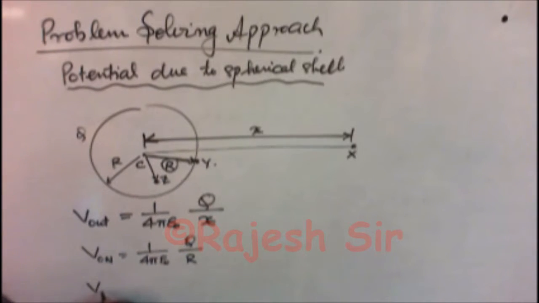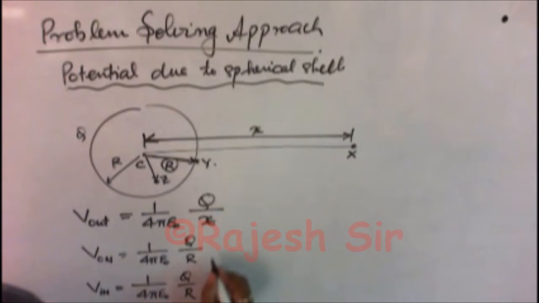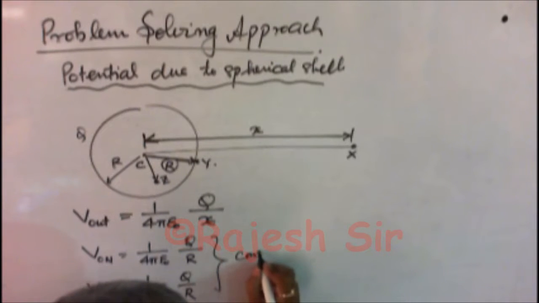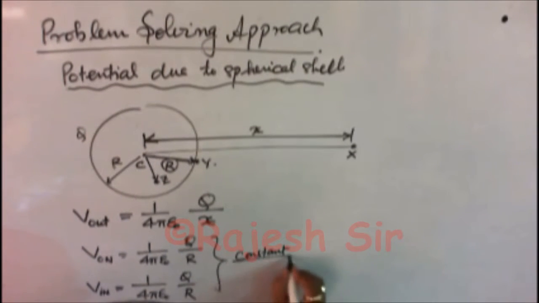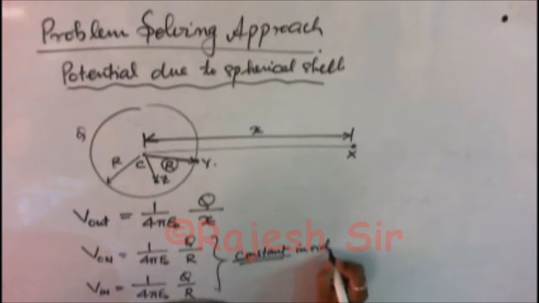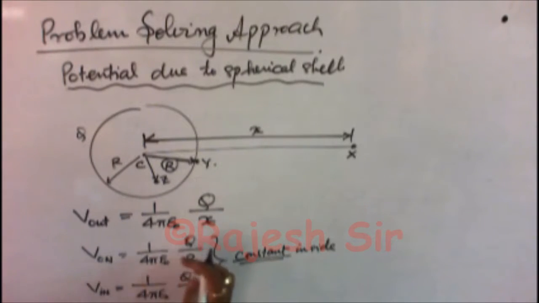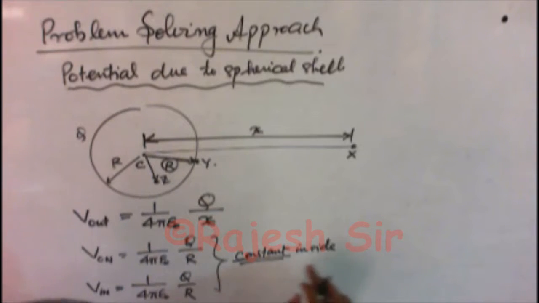Now if the point happens to be inside the shell, then the potential is also going to be equal to 1/4 pi epsilon naught Q by R, because during our theory classes we have seen that the potential remains constant inside the spherical shell. Now that point gives us the potential on and inside to be equal to each other. The potential inside the shell remains constant, so it will be just equal to the potential on the shell.